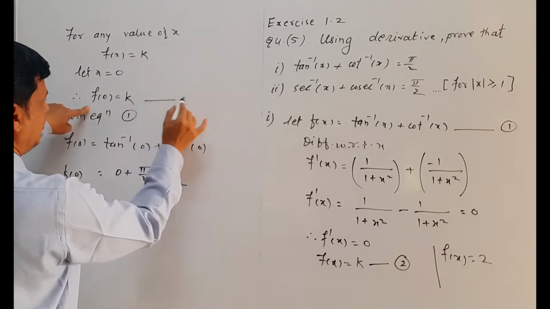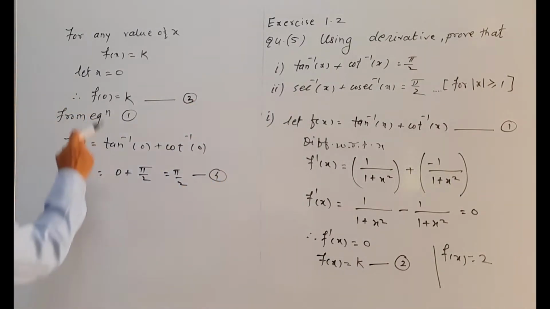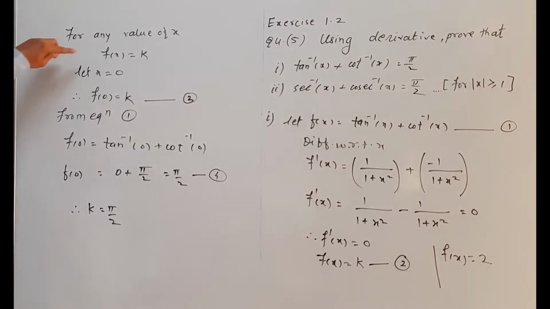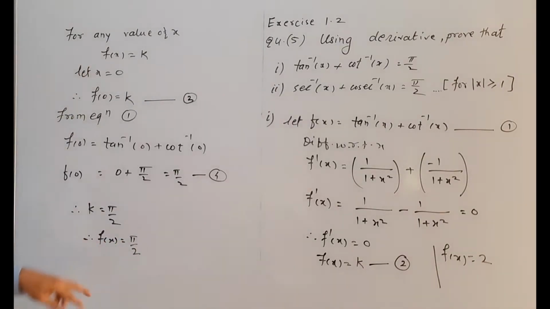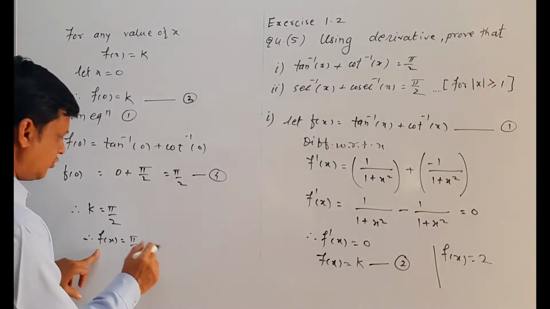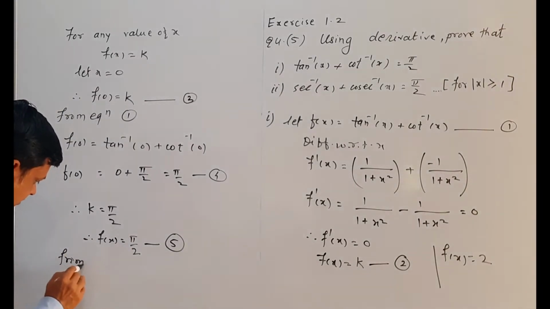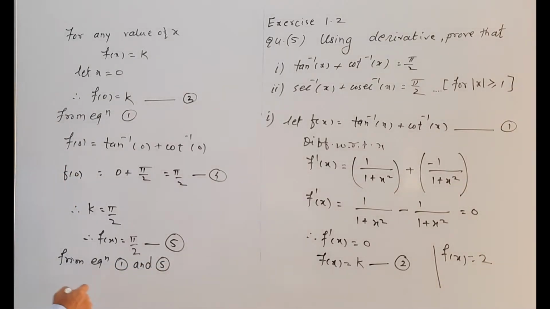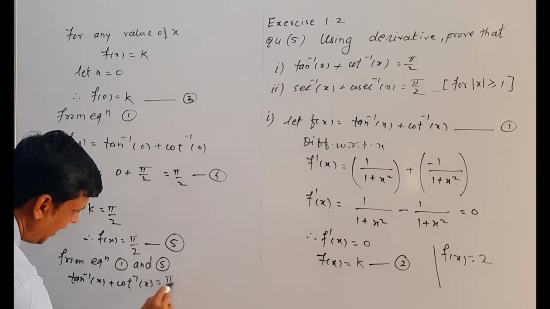We denote this f of 0 equals k as equation number 3, and this as equation number 4. So from equations 3 and 4, we say k equals pi by 2, and we consider f of x equals k. That means f of x equals pi by 2. Now from equation 1, f of x is tan inverse x plus cot inverse x, and here we get f of x equals pi by 2. We denote this as equation number 5. So from equations 1 and 5, tan inverse x plus cot inverse x equals pi by 2.